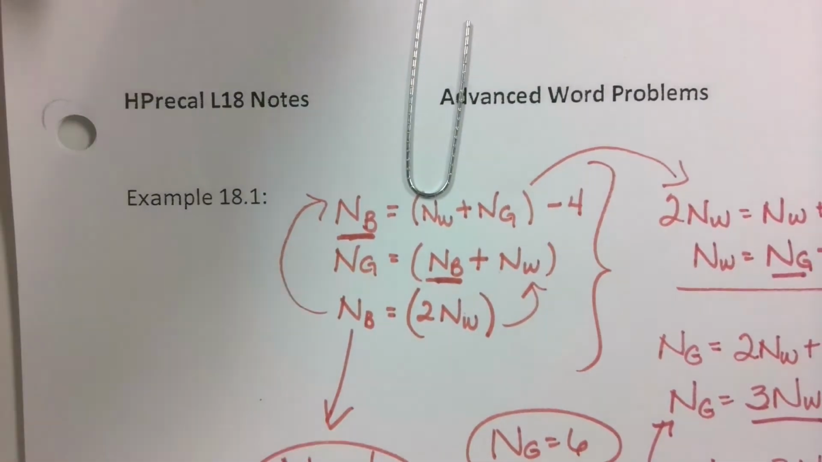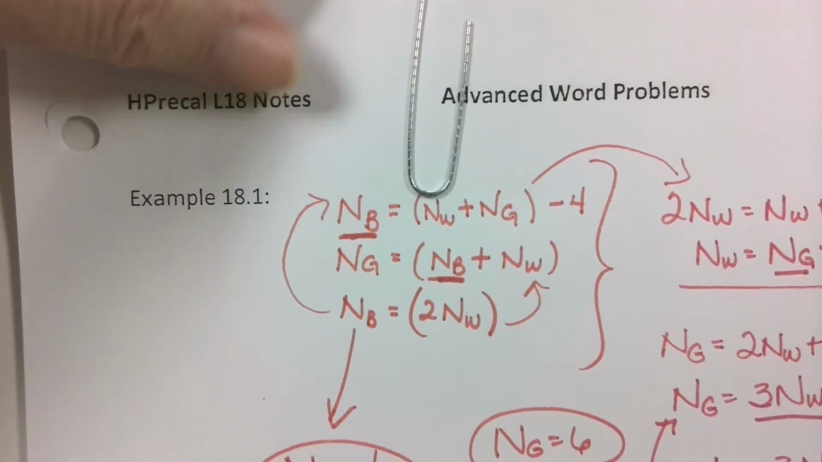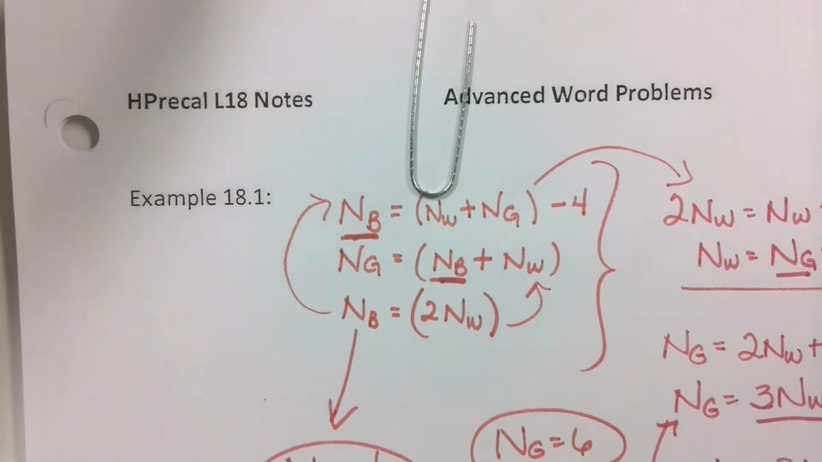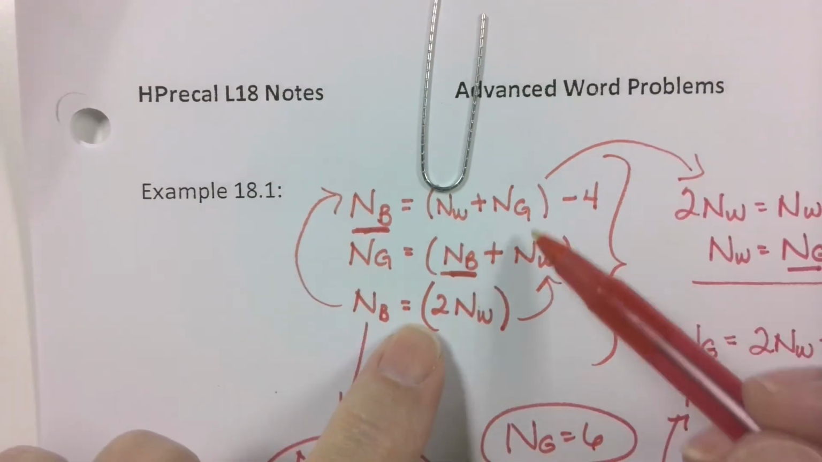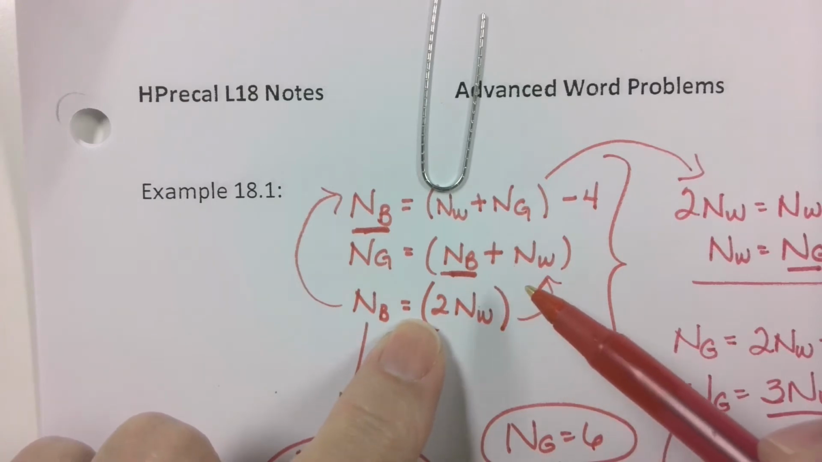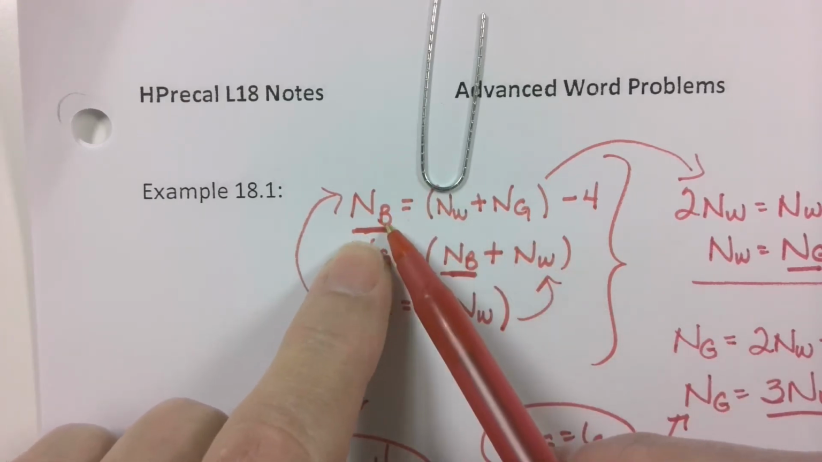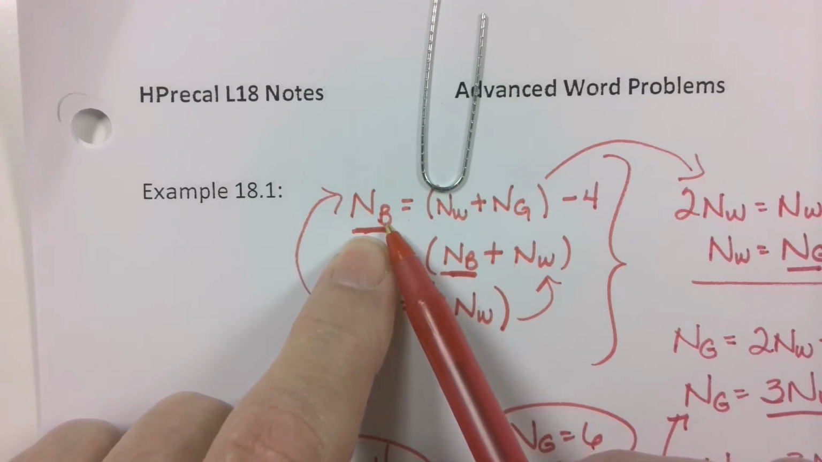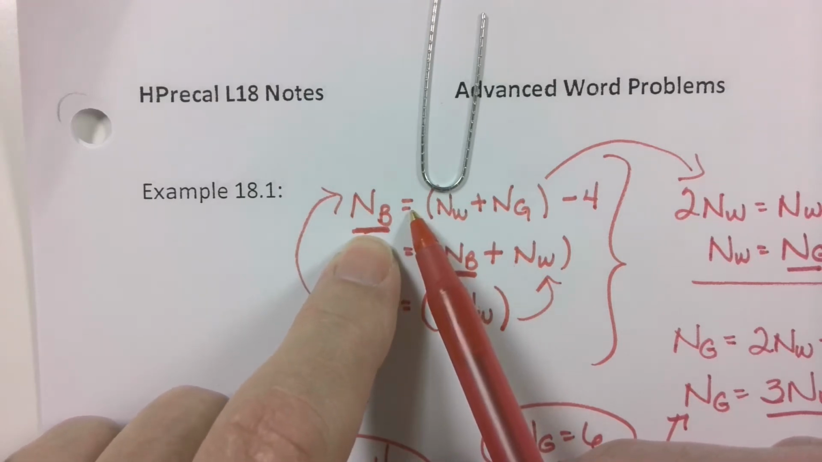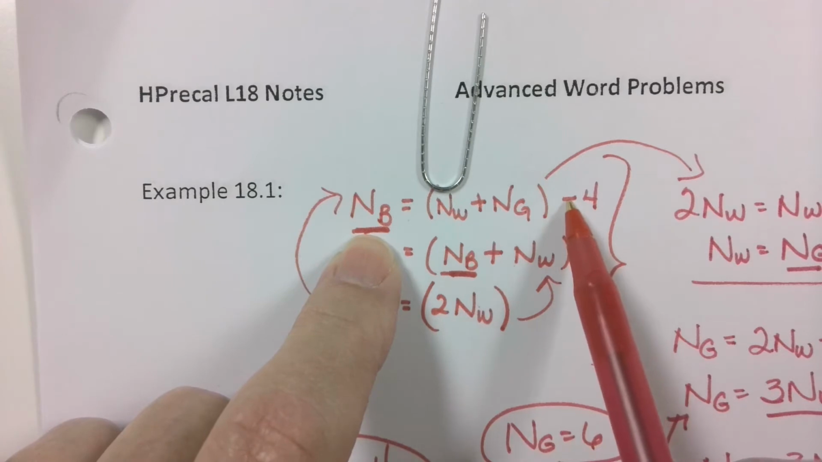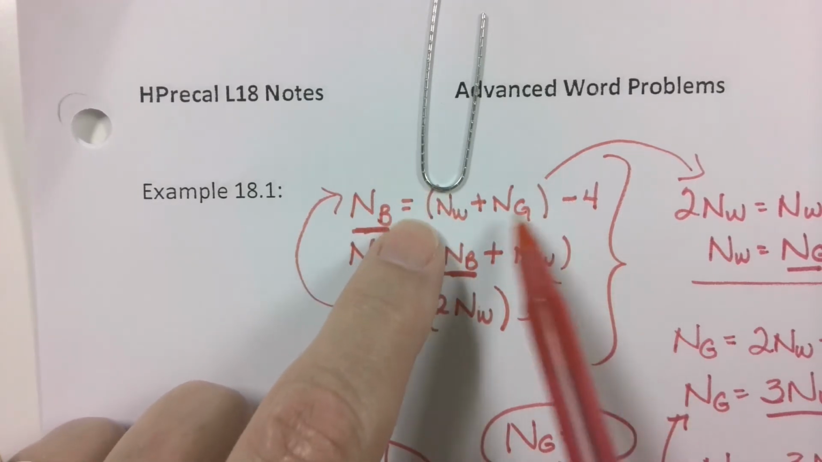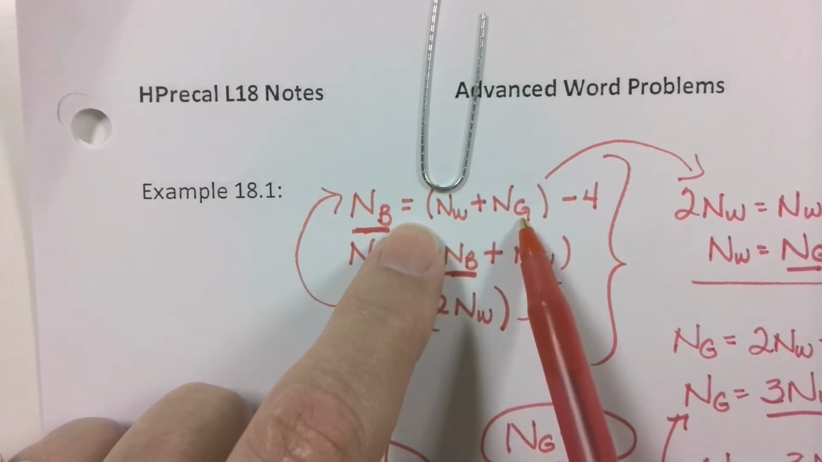Okay, these are notes for lesson 18, and we're going to be working straight out of the book today. So in your textbook, starting with example 18.1, we're going to write the equations. I'll read them and then I'll show you how you write them. The number of blues equals 4 less than, come over here and do minus 4, the sum of the whites and the greens. So it's going to be the sum of the whites and the greens.